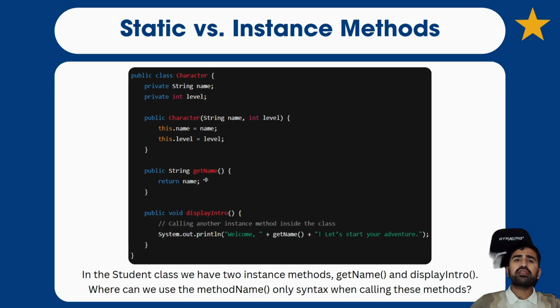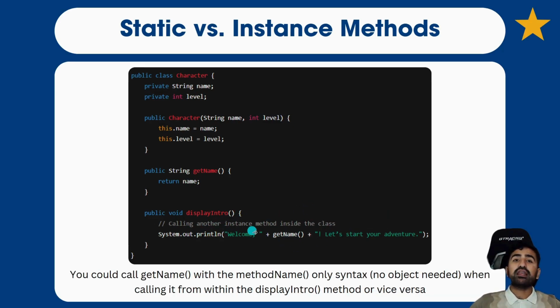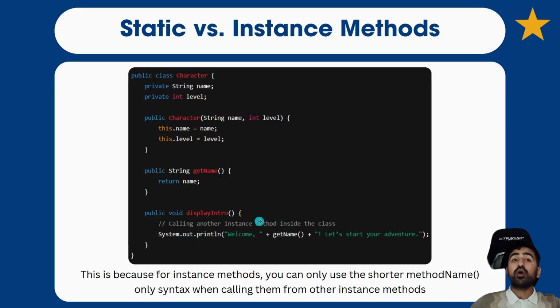But there is a method-name-only syntax where I don't have to do the object name dot. I could just use the method name. And notice it's right there: I'm calling getName inside displayIntro. And it turns out that's the rule. I can use the method-name-only syntax when I'm calling one instance method inside another, and they belong in the same class. So this is the only time you can get away with the shorthand, the shorter method name syntax. I don't need object.getName, I just have getName here. Why does that work? Well, Java can tell we're working off the same character.